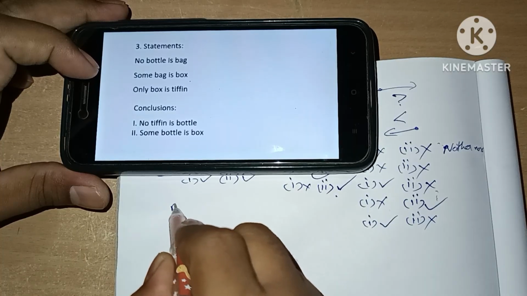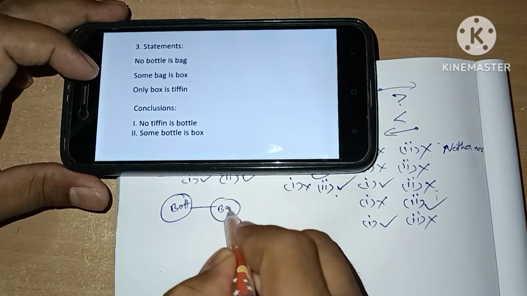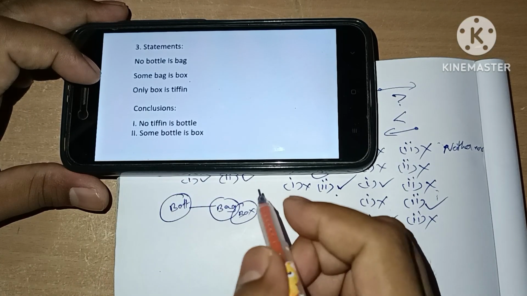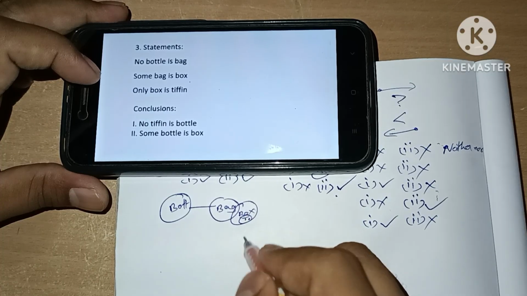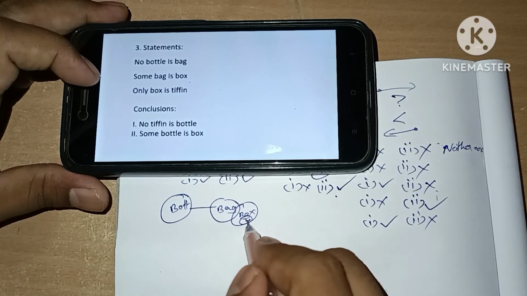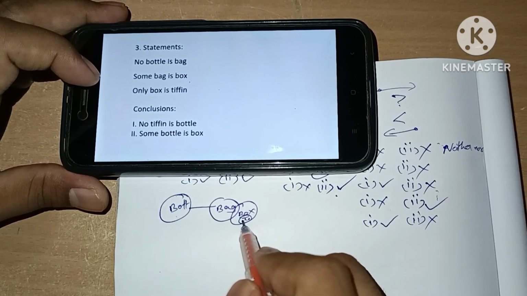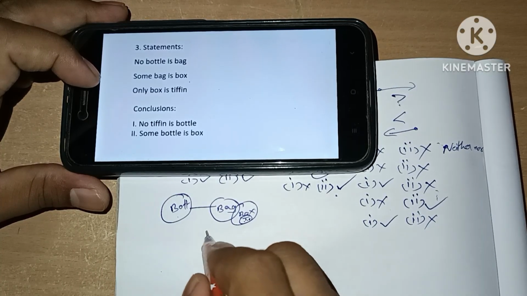No bottle is a bag. Some bag is a box. Only box is tiffin. Tiffin is inside box and doesn't share with anything except a box. Conclusions. No tiffin is a bottle. Tiffin doesn't share with anything except a box. So we cannot share some part between these two. Some case fails means no case will be true. So first conclusion will be true.